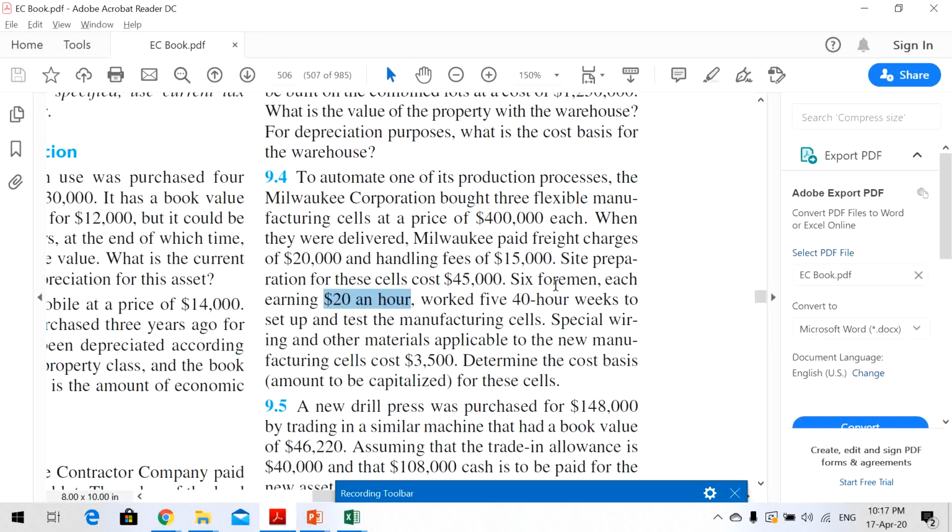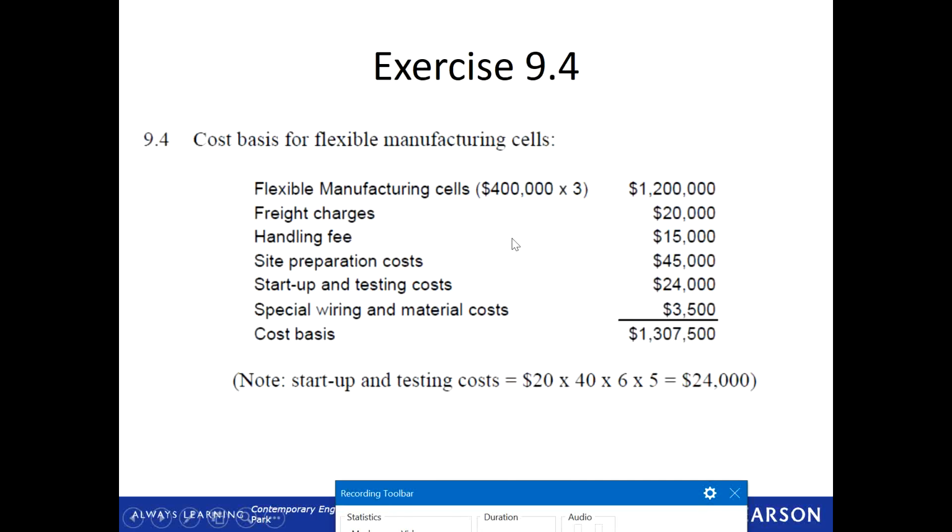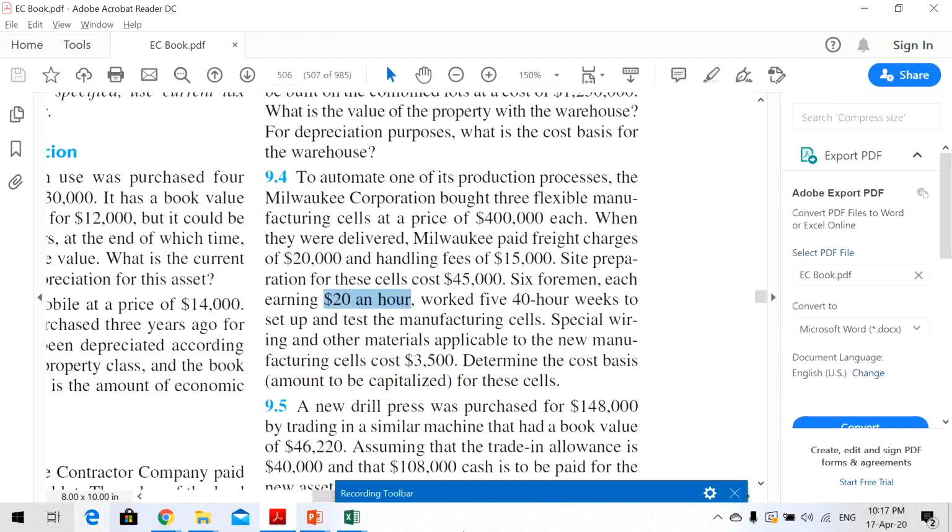It was given from site preparation that for setup and testing there are 6 foremen earning 20 per hour, so 6 times 20 times 40, because it's an hourly rate. This is the cost of those foremen, 24,000, and special wiring and material 3,500.